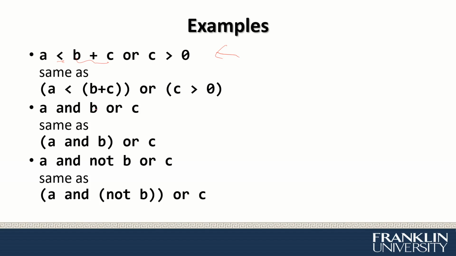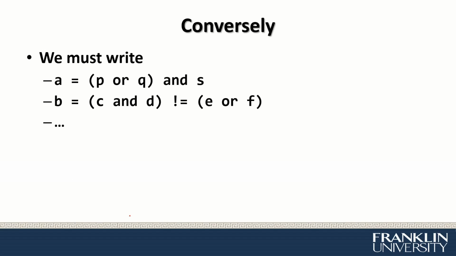A and B or C: the AND would do A and B first and then OR with C. A and not B or C: the not B will happen first, then the result will be ANDed with A, and then the result will be ORed with C. Make sure you understand the precedence rules when you evaluate an expression. And conversely, if we want P or Q to be done first, you have to put parentheses around it.